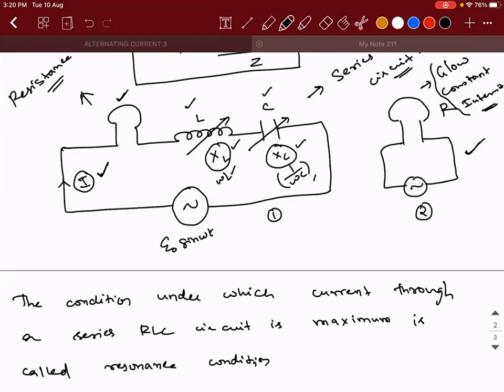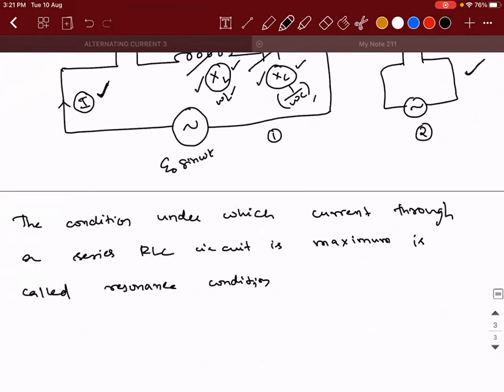Guys, tell me one thing. If the value of current here is changing, what do you think will happen to the intensity of the bulb? Will it be glowing with constant intensity, or do you think it will waver? The brightness will keep changing, right? So during the whole process of experimentation, there will be one particular value of XL and XC at which you can say that the intensity of the bulb is maximum. And when will that happen? Under what condition will the bulb glow with maximum intensity? Under the resonance condition.